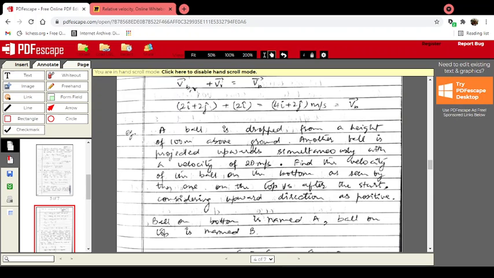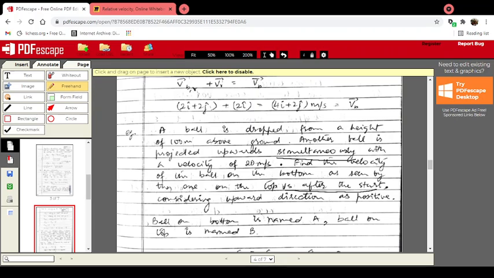So we have two balls. First ball is dropped from a height of 100 meters. Another ball is projected upwards with a velocity of 20. And the word simultaneously signifies that we are talking about the motions starting at the same time, that is t equal to 0. Both the motions have started at the same time. Find the velocity of the ball on the bottom as seen by the one on the top 1 second after the start of motion.